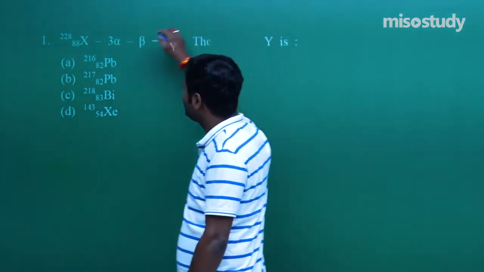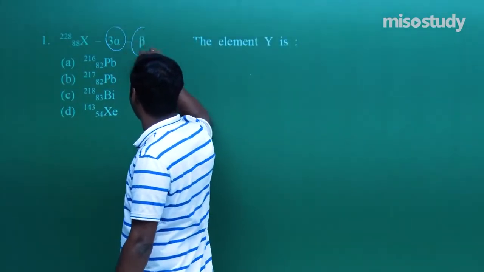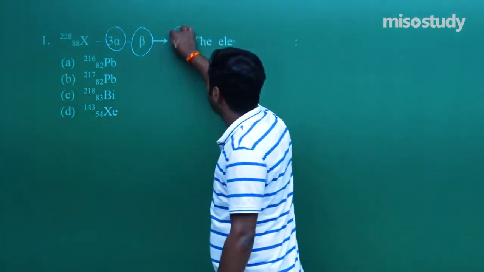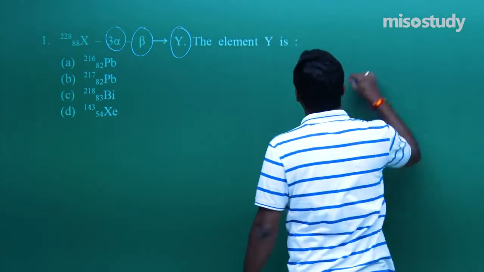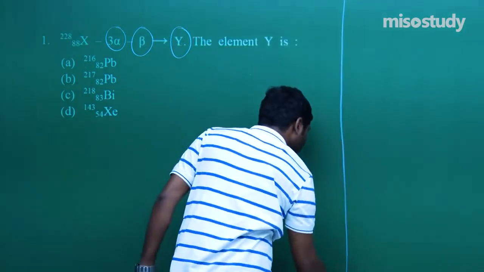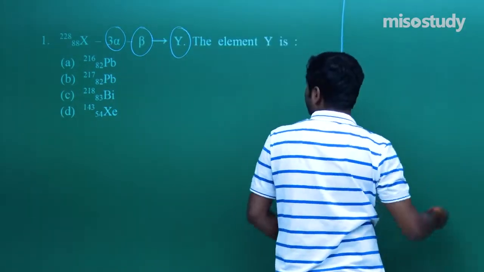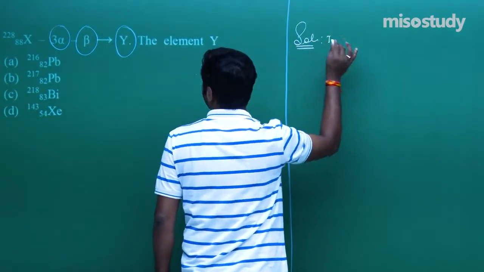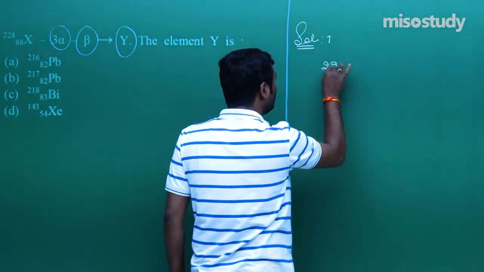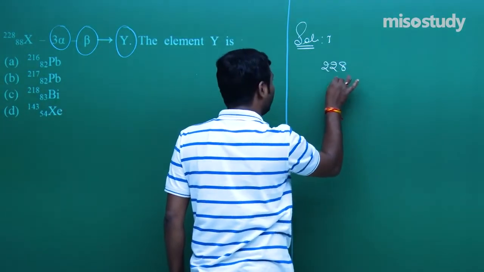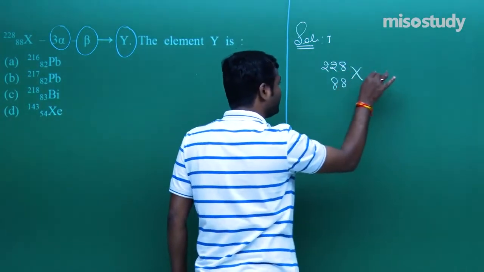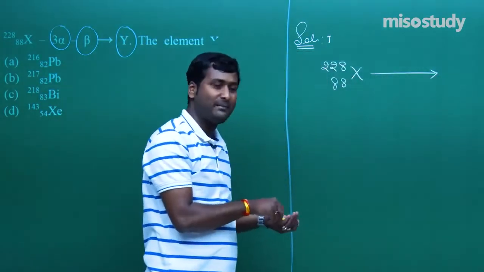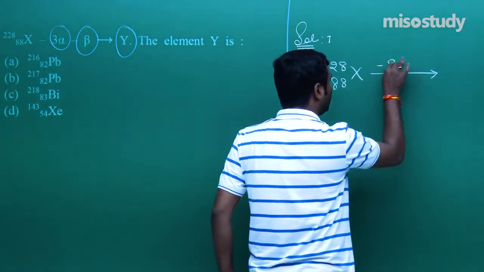For 228 88X, there is an emission of 3 alpha particles as well as a beta particle. Now tell me what is Y. Listen carefully to what I am telling: the parent element is 228, that is 88X. Then what will happen? In the first case there is an emission of 3 alpha particles.